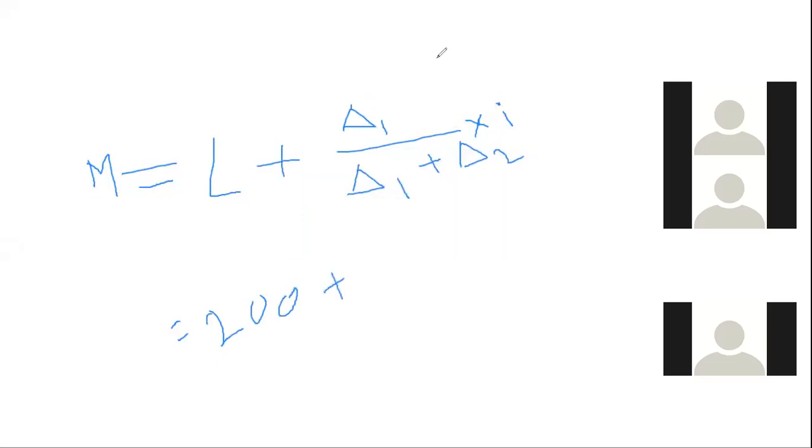Delta 1 here is the absolute difference between the simple frequency of the distribution of the mode and its preceding. The absolute difference is how much? 59 only. So 150 minus 91, how much will we get? 59. So delta 1 is nothing but 59.